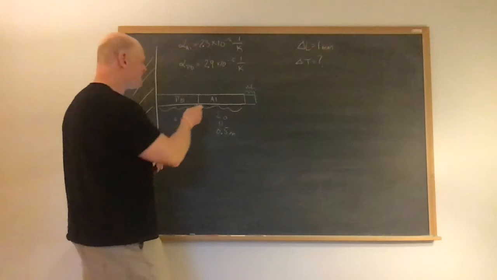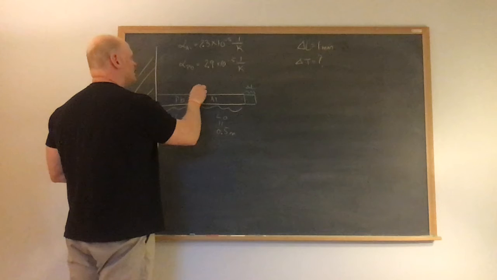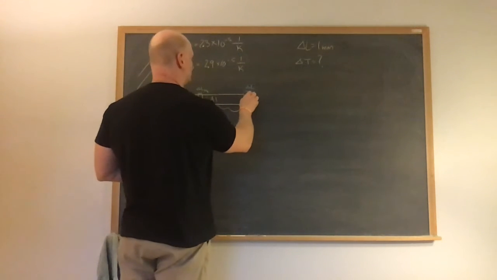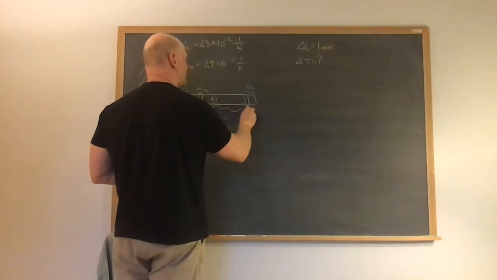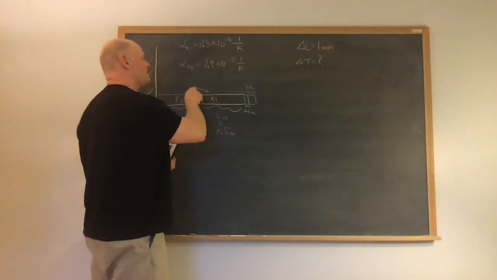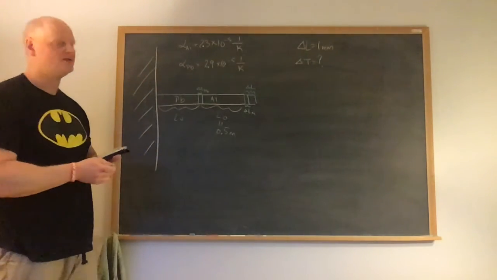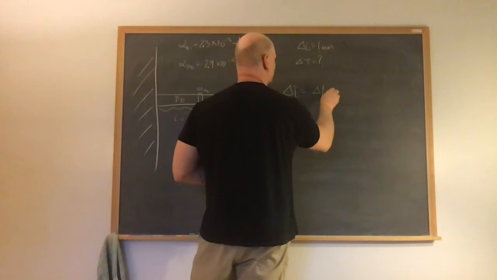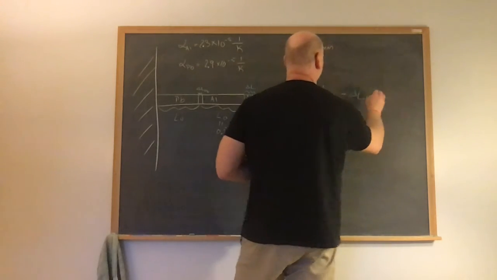Since they have two different alphas, the increase in length is going to be different. The lead is going to increase by a certain amount, which is our delta L of the lead. And the aluminum is also going to increase by an amount, delta L of aluminum. But ultimately the amount that this one changes and the amount that this one changes have to sum together to equal the total amount of change. So the change in total length must be equal to the change in length of the lead plus the change in length of the aluminum.